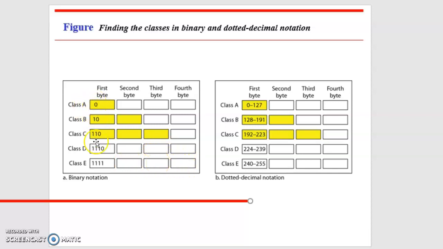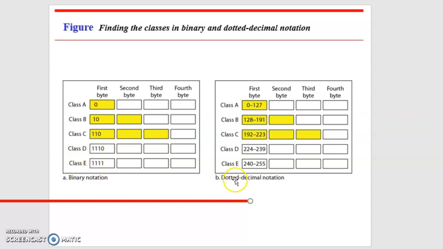What these numbers tell you about the class is that if the address in binary notation starts with first bit 0, you automatically know that this is a class A address. If the first bit is 1 and the second bit is 0, you can easily identify it as belonging to class B. If it is 1, 1, and third is 0, it is class C. Triple 1 and 0 is class D. All ones is class E.